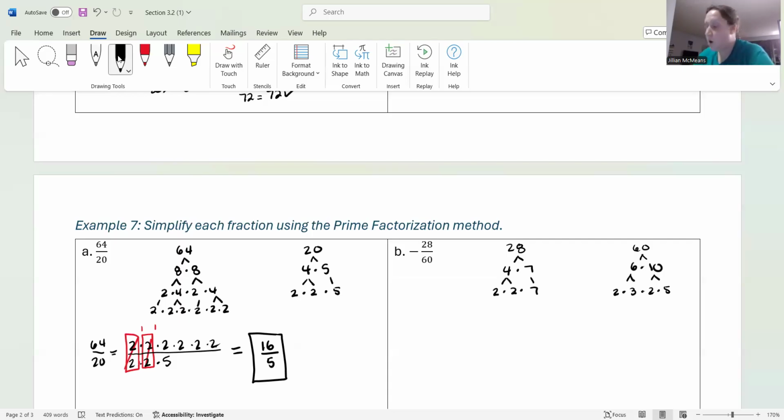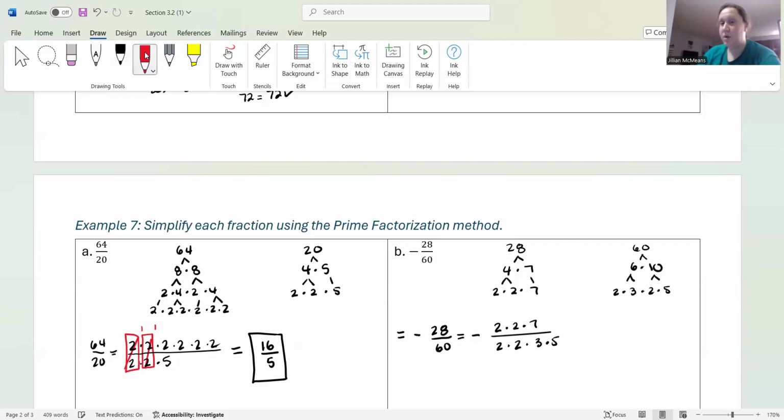So I'm now going to go and rewrite my initial fraction. Remember, it was negative 28 over 60. So again, the negative isn't really part of this calculation. It just needs to be carried throughout the problem, okay? Now I'm going to rewrite that as negative, and then my numerator is 2 times 2 times 7. And then my denominator, I am going to write my factors in order just because I think it'll be nice here. I get 2 times 2 times 3 times 5.